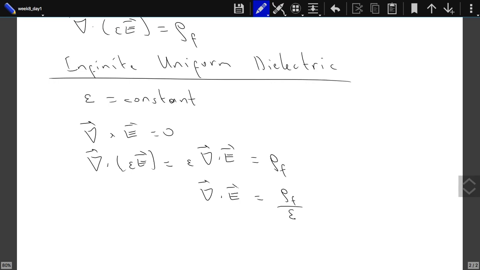You see, before we didn't have any medium. In that case, the divergence of E was equal to rho over epsilon 0, but plus the curl of E is always 0. But we already have written down the solution of this equation, so it will be the same over here, with the identification that instead of rho, we have rho free. Instead of epsilon 0, we have epsilon.